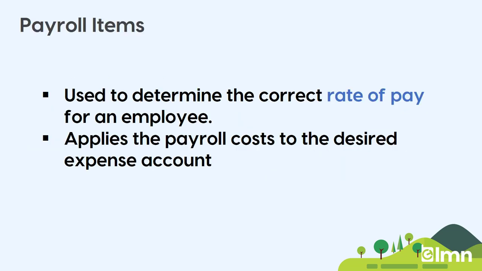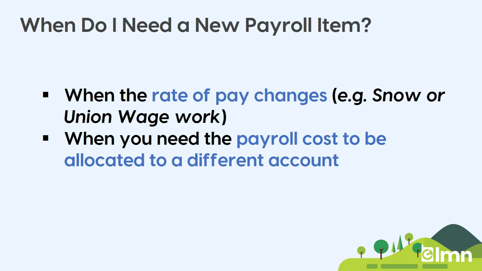Payroll items are used for two important things. One, they're used to determine the correct rate of pay for an employee. So an employee will have a payroll item attached to it. That payroll item will contain that employee's rate of pay. And an employee can have multiple rates of pay or multiple different payroll items if their rate of pay changes depending on the type of work that they're doing. Payroll items will also apply the payroll cost to the desired expense account. So payroll items link to a chart of account, and that's where the cost of the payroll goes to.